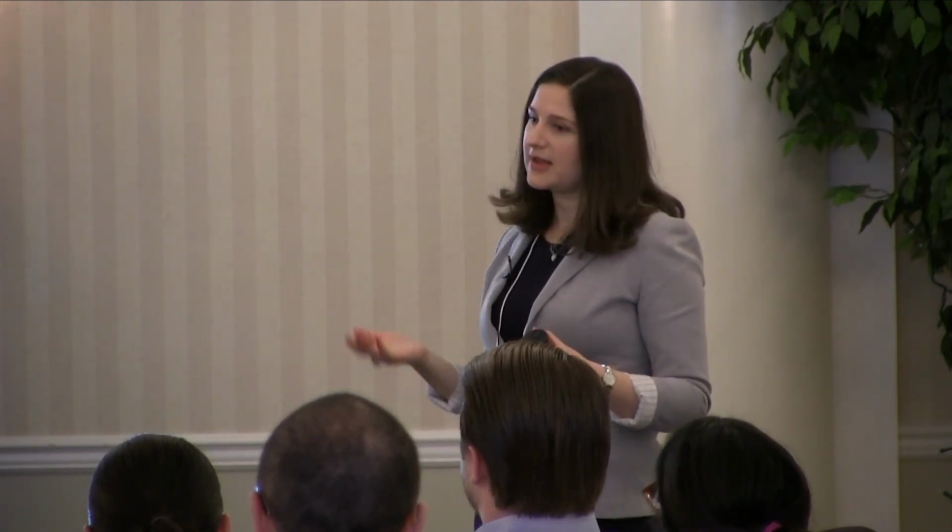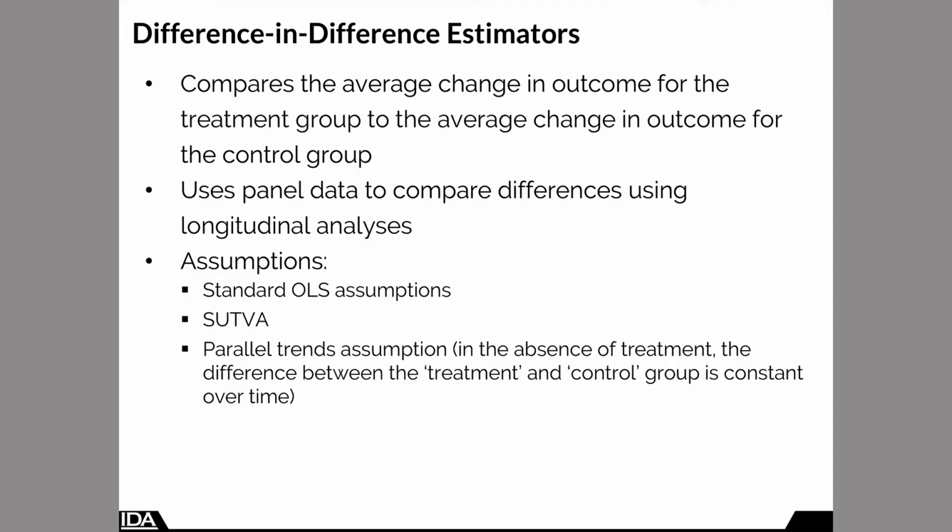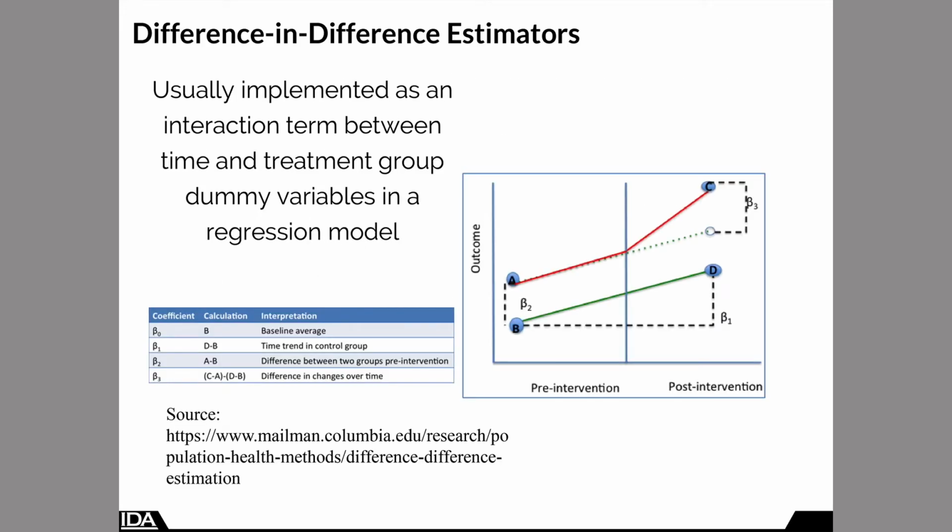And then it adds one more assumption, which is the parallel trends assumption. So in absence of treatment, the difference between treatment and control group is constant over time. And I found a picture of it, so I stole it. But the source is here, so it's not really stealing, right, if I'm quoting it.